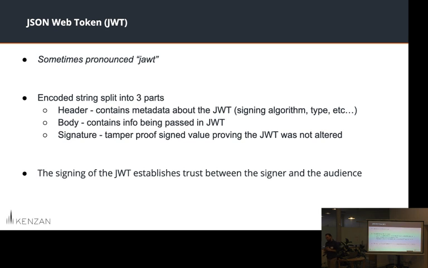The signature, similar to our SAML, is going to be the tamper-proof signing of that token to say that it was signed by the IDP. So now I have a certificate that the IDP gave me. I can now verify that the JWT was signed by that IDP. So it adds an additional level of trust to the otherwise non-signing way of doing OAuth 2.